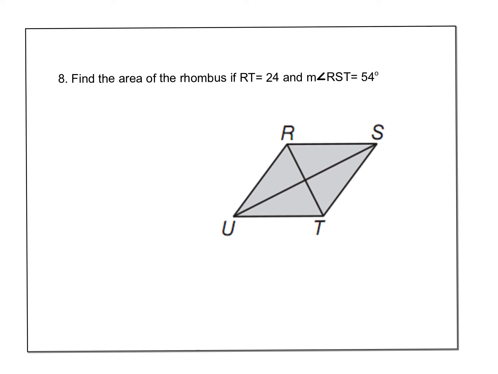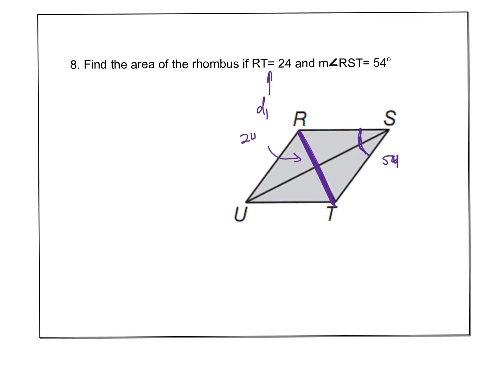Okay, last problem here. RT is 24. So RT, this one here, is 24. That's like my diagonal 1. RST, this angle here, is 54. This is going to bring back some trig, which I know you all love. I have to realize that in a rhombus, the diagonals bisect. So 54 divided by 2 should be 27, and it is. That's 27, that's 27. The diagonals get bisected, so that makes that 12.